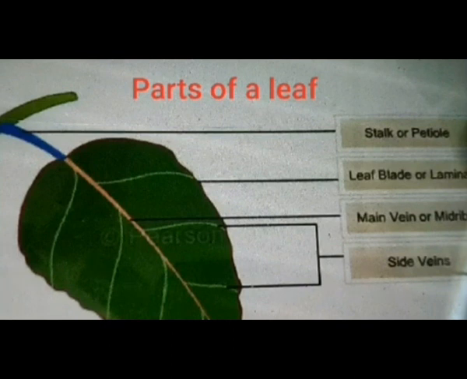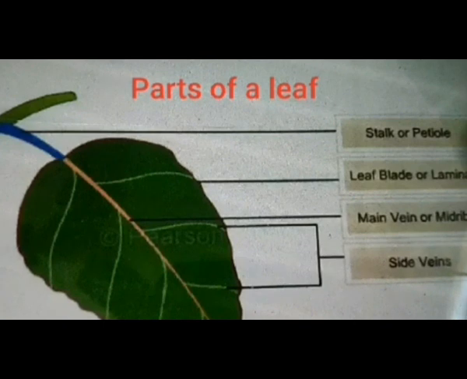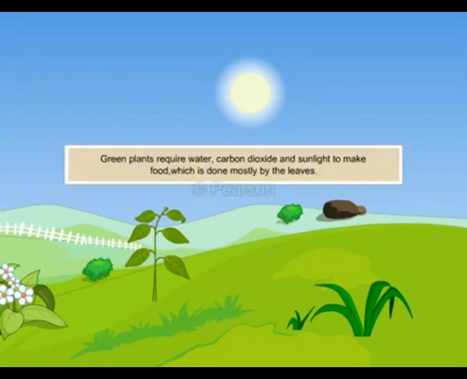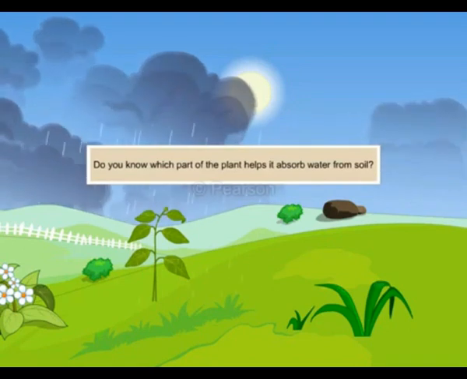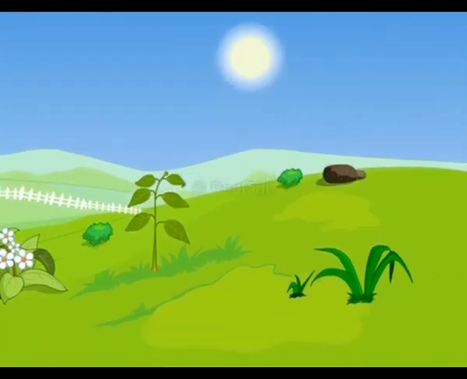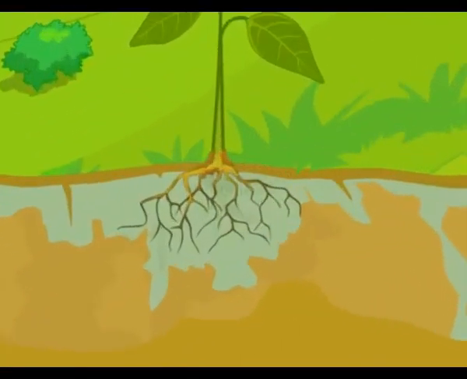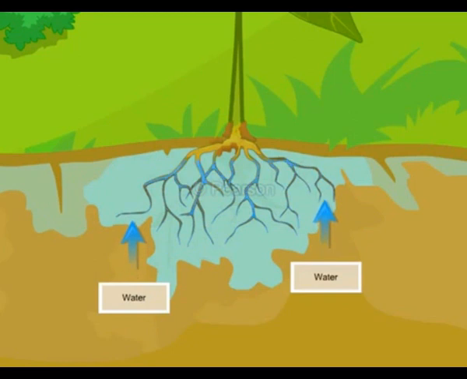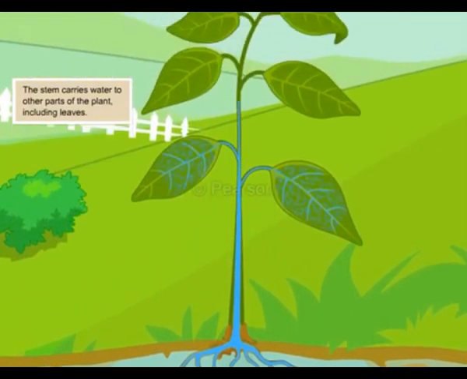Now students, we will be discussing the food making process, that is photosynthesis. Green plants require water, carbon dioxide and sunlight to prepare food, which is done mostly by the leaves. Do you know which part of the plants help to absorb water from the soil? Yes, you are right. It is the roots. Roots absorb water from the soil and send it to the stem. The stem carries water to the other parts of the plant, including leaves.